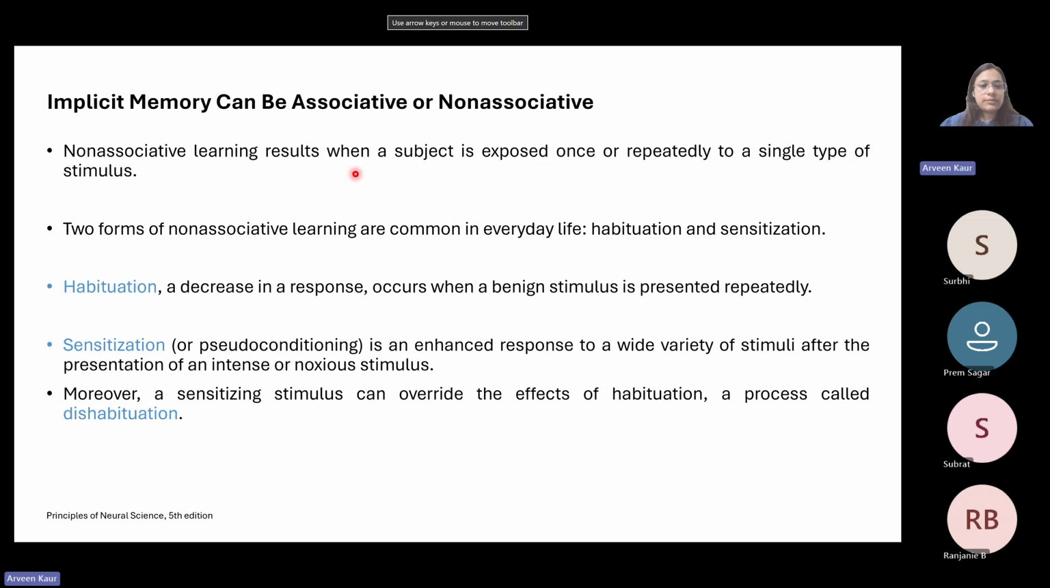Non-associative learning, when we talk about it, results when a subject is exposed once or repeatedly to a single type of stimulus, right? Two forms of non-associative learning are common in everyday life. One is habituation, the other is sensitization. They are actually the opposites of one another. What is habituation? It is a decrease in response occurring when a benign stimulus is presented repeatedly.